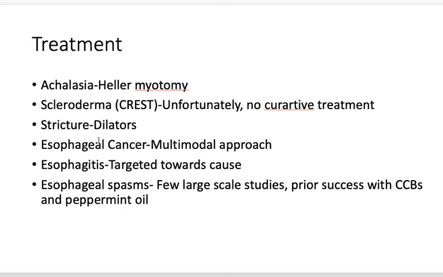For esophageal cancer, it's usually a multimodal approach, which includes things such as chemotherapy, radiation therapy, and resection of the tumor itself. Next, for esophagitis, as I mentioned, esophagitis can have a variety of different forms, including pill-induced esophagitis and eosinophilic esophagitis. So for that, it's important to find the cause of the esophagitis and then treat that cause. For instance, if a patient has pill-induced esophagitis, you want to make sure you don't give that medication down the road. For esophageal spasms, I saw a lot of studies looking at different approaches to it, but the two most common things I saw were calcium channel blockers and peppermint oil.